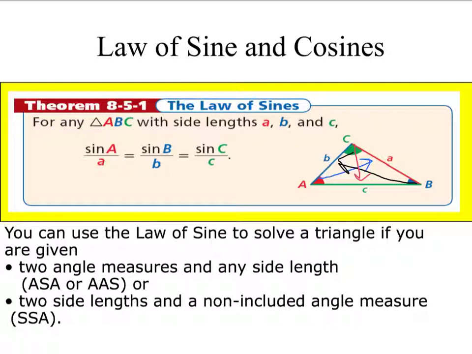All right, it says you can use the law of sines to solve a triangle if you are given two things like ASA or AAS, or, and this is not a theorem, two sides and a non-included angle, so something like side-side-angle. So if you're given two angles with the included side, two angles with a non-included side, or two sides with a non-included angle, you can use this theorem. All right? All right, here we go.